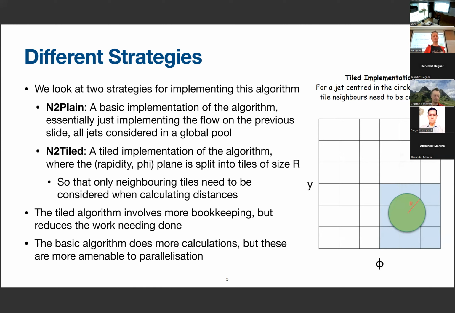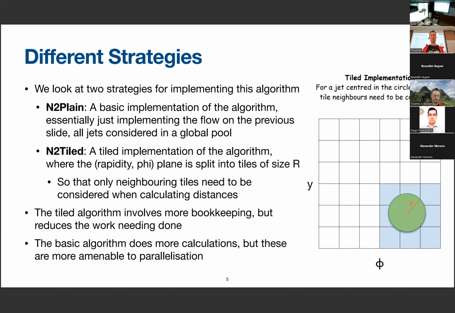And then there's a tiled version of the algorithm as well, which was originally introduced by the FastJet team. And here the idea is that you split your plane in rapidity and phi up into these little boxes, which have the width of the radius. And the idea behind that is that if I have a particle which is here, then I only need to care about particles which are in the blue boxes there. So I'm reducing the amount of work that I'm doing because of the tiling. So Philippe did the original implementation of this one in Julia as well.